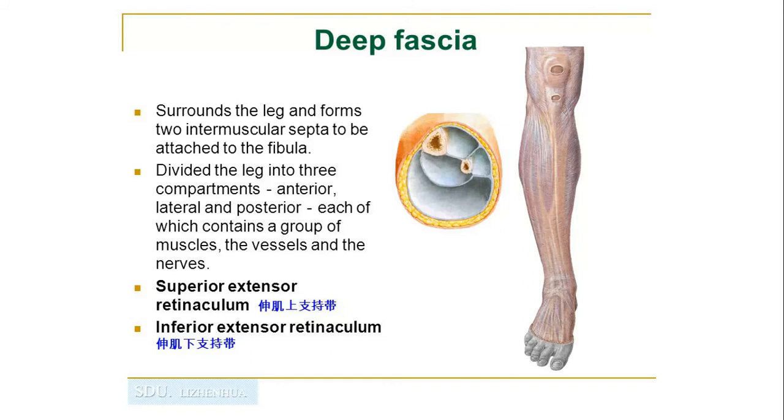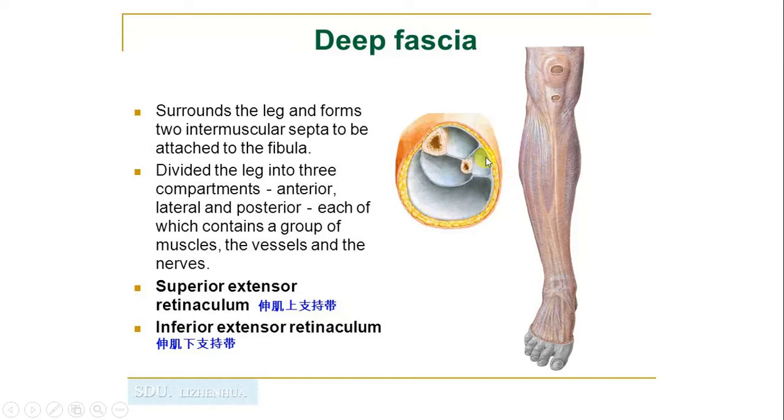As in the thigh, we have seen that the thigh has a superficial fascia and deep fascia. And the deep fascia in the thigh was named as fascia lata. The same deep fascia comes down and also covers the leg and the foot. And this deep fascia is named as crural fascia around the leg. It's a tough deep fascia, and it is covering all over the leg.